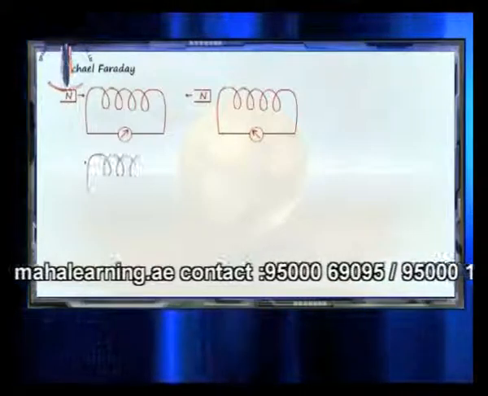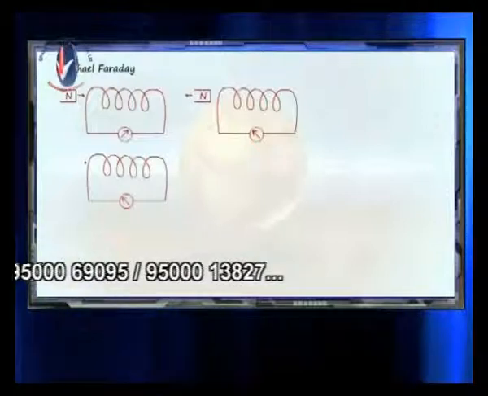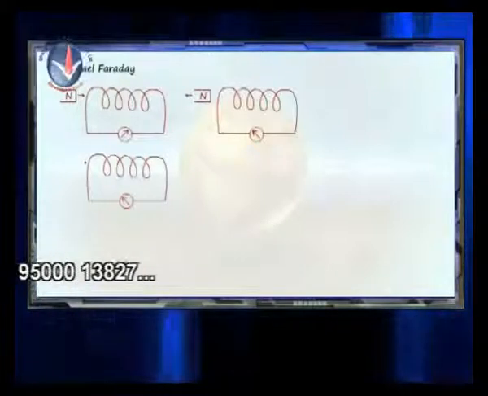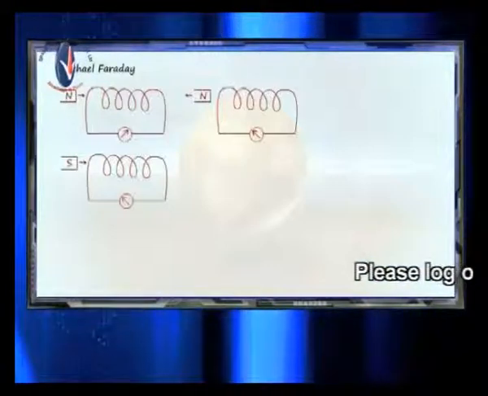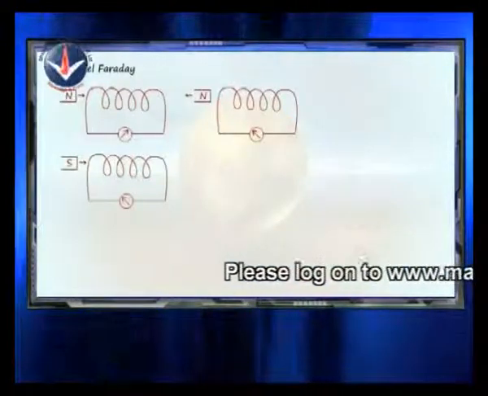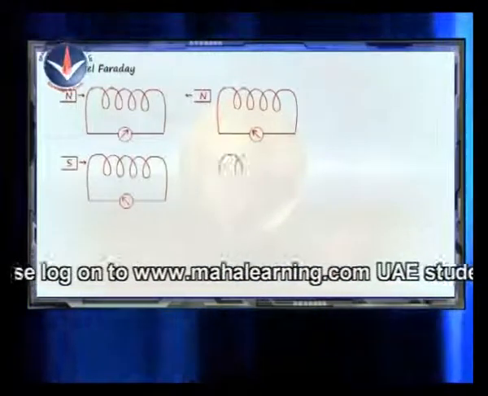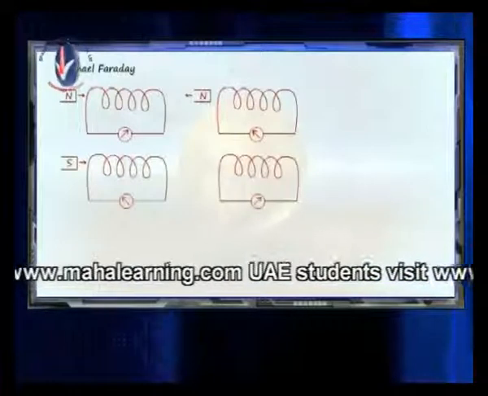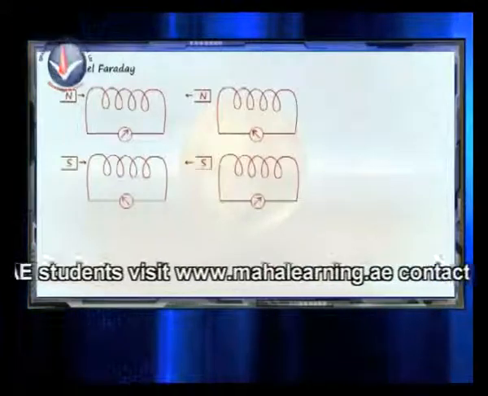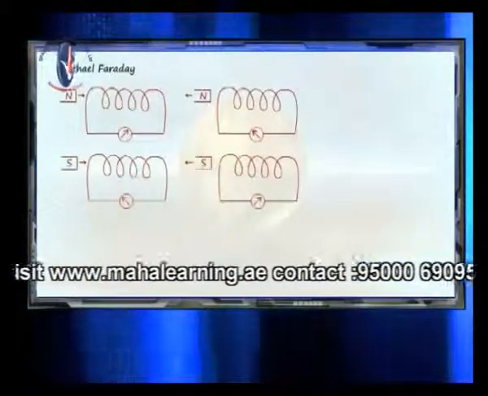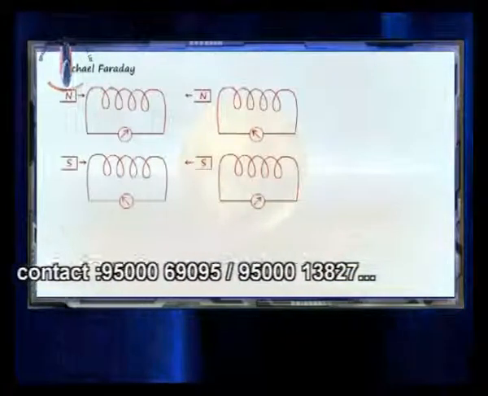We now consider the motion of the north pole towards or away from the coil, and what happens when we introduce a south pole towards the coil, which is equivalent to a north pole moving away from the coil. So the deflection will be towards the left. Repeat this experiment with the south pole being moved away from the coil, and this is equivalent to introducing a north pole. And therefore, there is a momentary deflection towards the right.